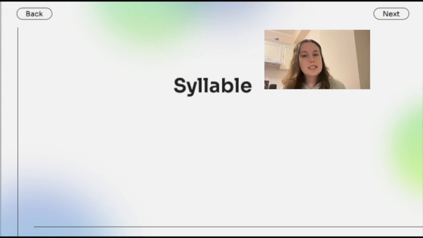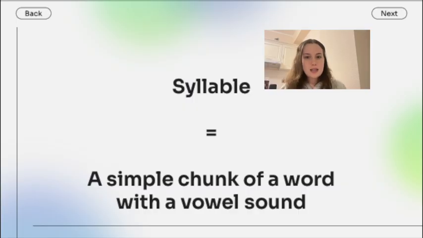All right, so in order to understand what syllable stress is, of course, we first have to understand what a syllable is. This word syllable has kind of a funny spelling, and it's a long word, but don't be scared. Syllables aren't too confusing. A syllable is kind of like a chunk or a piece of a word.